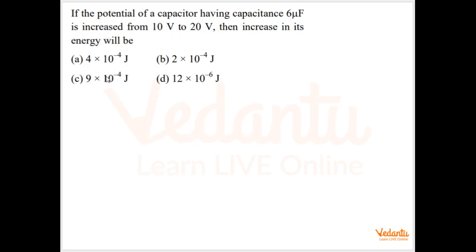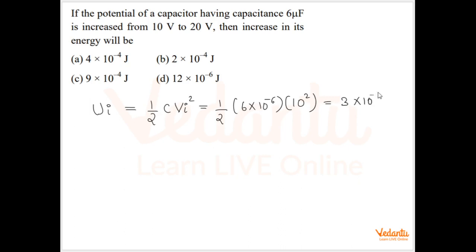In this question, my dear Vajralok, the potential of the capacitance is increased from 10 to 20 volts. You have to find out the increase in its energy. So first of all, we will calculate the initial energy stored on the capacitor. That will be half into C into Vi square. Initially, my dear Vajralok, the potential difference is 10 volts. This will come out as 3 into 10 power minus 4 joules.